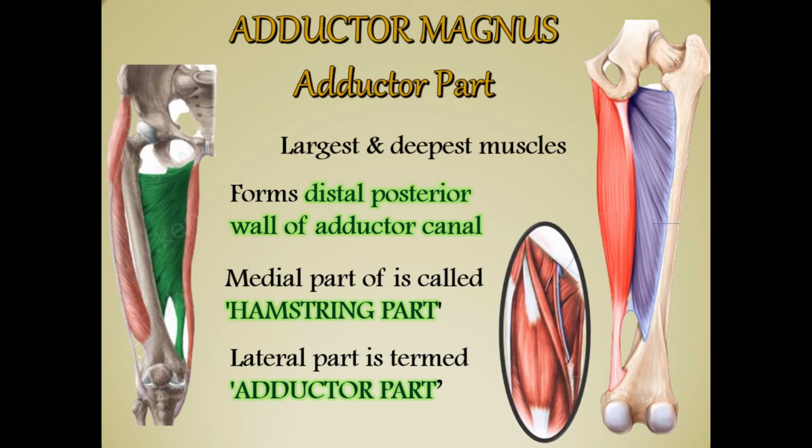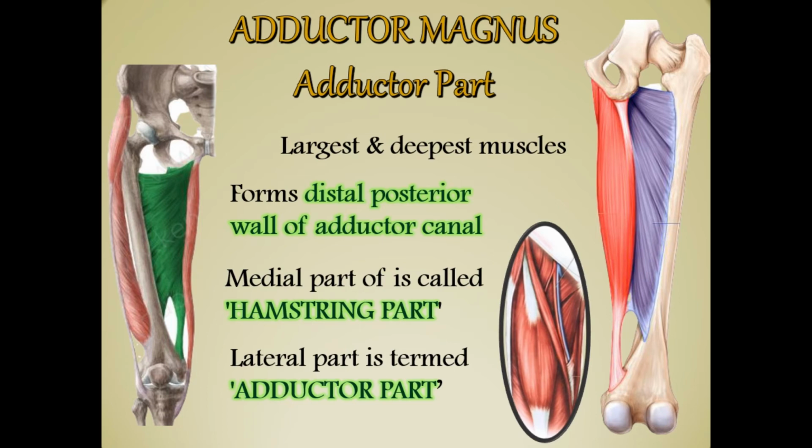It has two parts, the adductor part and the hamstring part, or you can say the medial part and lateral part. The medial part, in the picture on the left side highlighted in purple and red, is the adductor magnus muscle. Adductor magnus muscle has two parts, one in purple and the other in red. The medial one is the hamstring part, that is the red one, and the lateral one is the purple part, that is the adductor part.